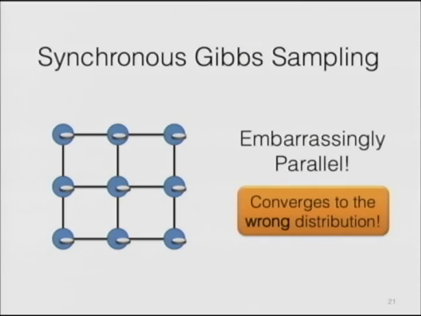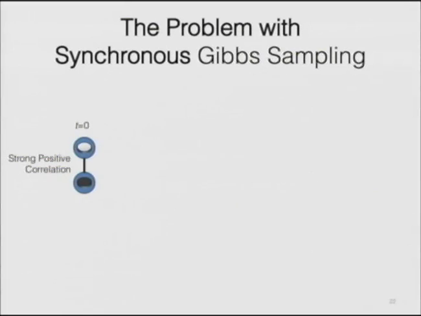Let me illustrate why it's wrong. It's actually a very simple illustration. Suppose I just have two variables, and my model says that they're strongly correlated. And I'm going to start out with them having different assignments. So I'm going to start my Markov chain with the top variable white and the bottom variable black.